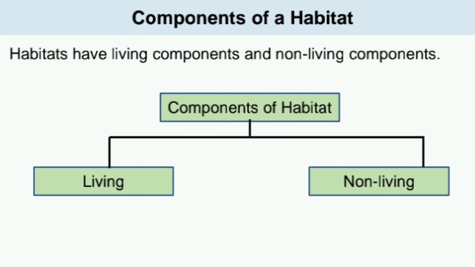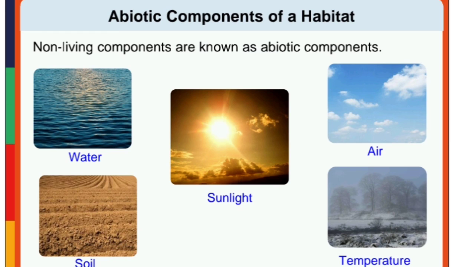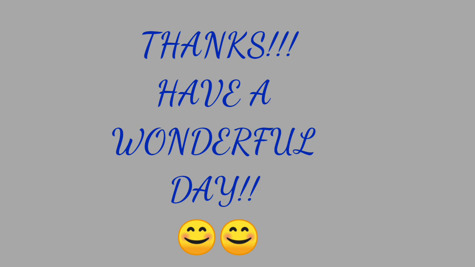Now let us see the components of habitat. There are two components, living and non-living. First of all, let us see the living. Living components are also known as biotic components. It includes plants and animals. If you talk about abiotic components, it constitutes of non-living things such as water, sunlight, air, soil and temperature. These are abiotic.